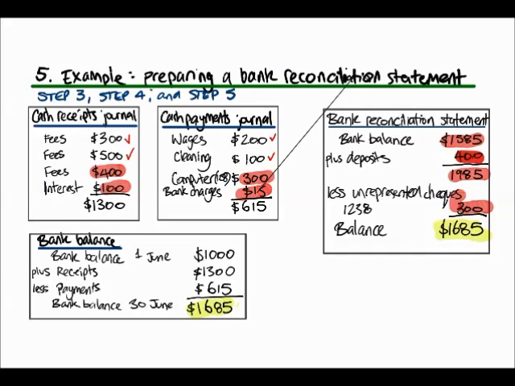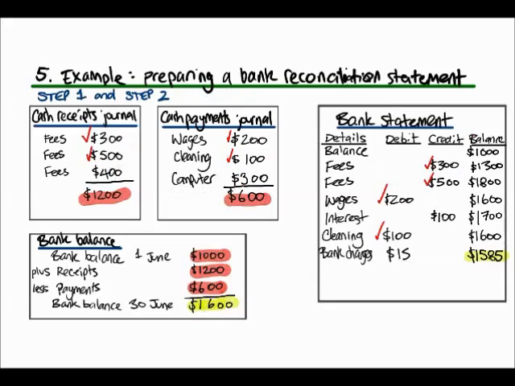Now I think I may have missed something there. The interest, which I've got over on the cash receipts journal for $100, remember that came from the bank statement. There was $100 on the bank statement that wasn't in the cash receipts journal. Okay, so we'll just go back quickly.